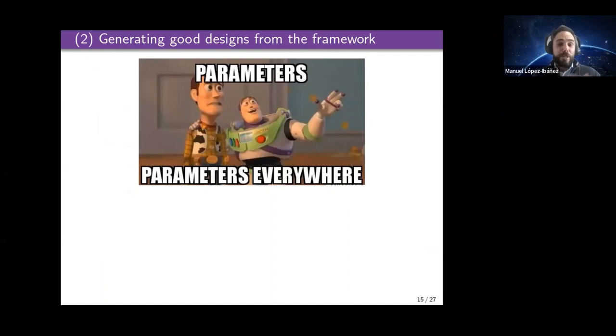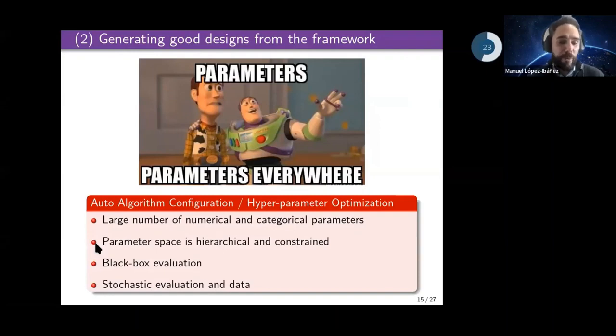The second challenge is that once you have this framework and you can generate hundreds of thousands of designs, then you have to find a good design from this framework for your problem instances or your application scenario. And what this means is that you will have to set correctly the value of many, many parameters, the parameters that describe the components, how to generate designs from your framework. And this is not an easy problem. This is a problem called automatic algorithm configuration or hyperparameter optimization, where you have a large number, sometimes hundreds, could be thousands, of numerical and categorical parameters.